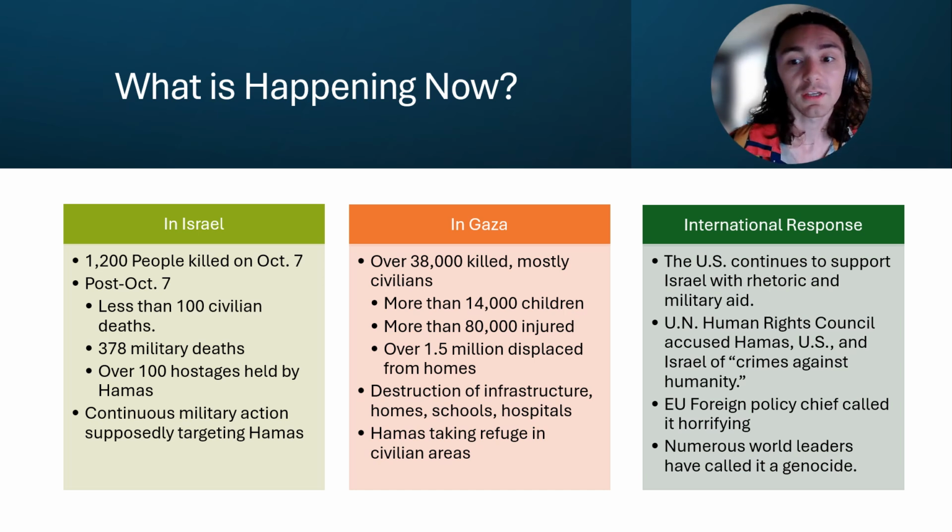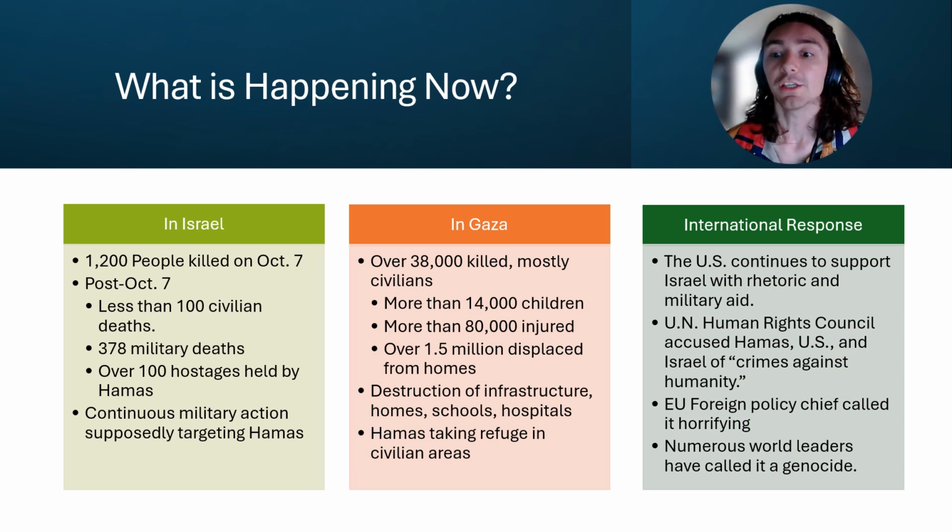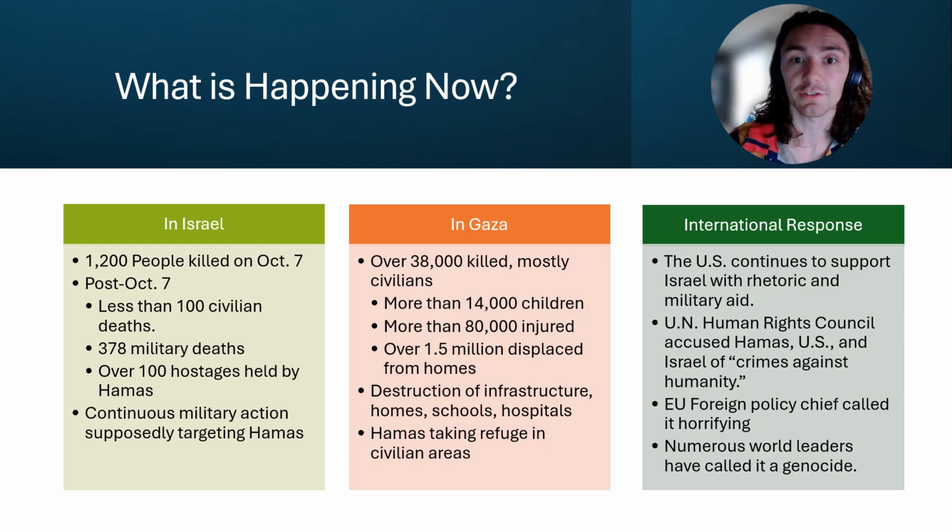International response: people have largely condemned both sides, Hamas and the Israeli government. The U.S. continues to support Israel with rhetoric and military aid. The UN Human Rights Council accused Hamas, the U.S., and Israel of crimes against humanity. The European Union Foreign Policy Chief called it horrifying what Israel is doing in Gaza, and numerous world leaders have called what Israel is doing a genocide.